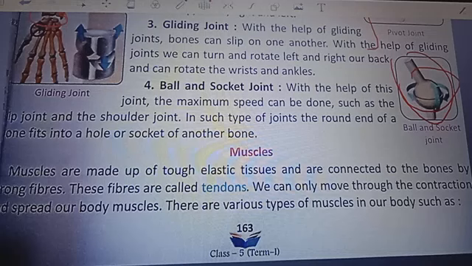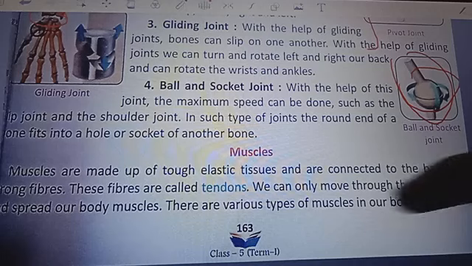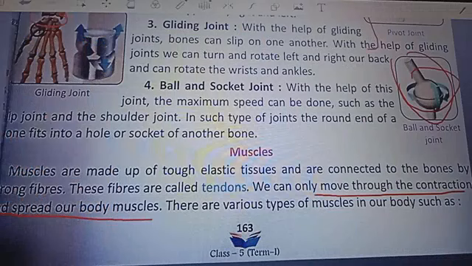We can only move through the contraction and spread of our body muscles. If muscles are not there and they have no contraction, we cannot move. So we can only move through the contraction and spread of our body muscles.